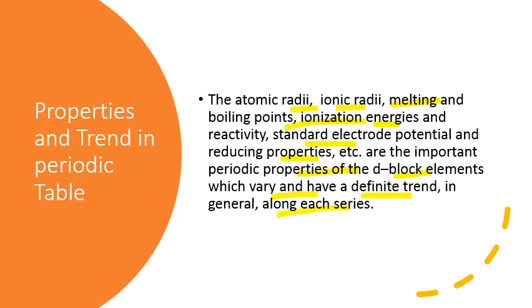How many series of the transition elements are there? There are 4 series in the transition elements: 3d, 4d, 5d and 6d. So if we talk about all the series in the periodic table, the atomic radii, ionic radii, melting points, boiling points, ionization energy, reactivity, reducing property can have a definite trend which can be easily understood.